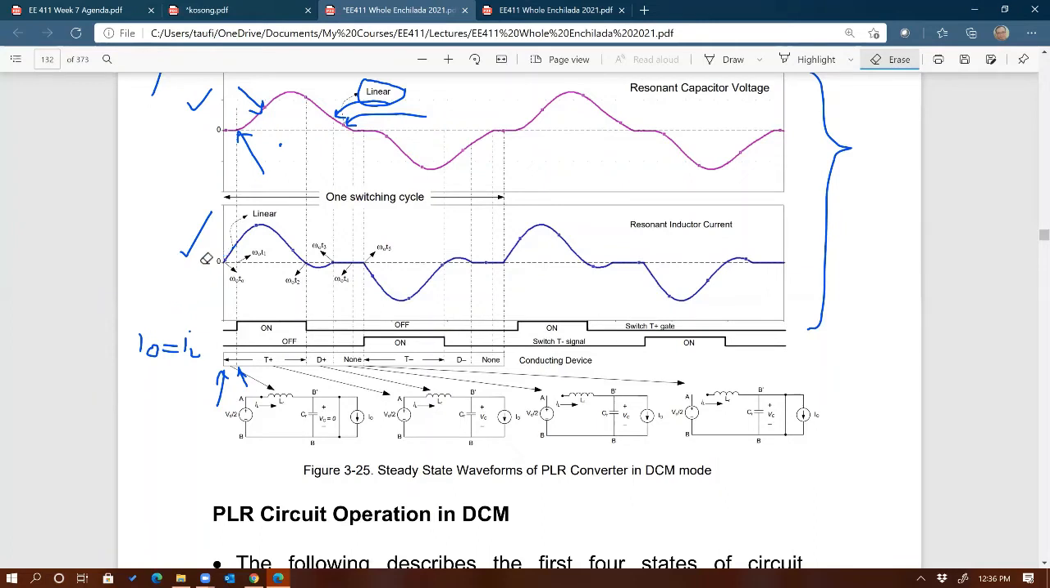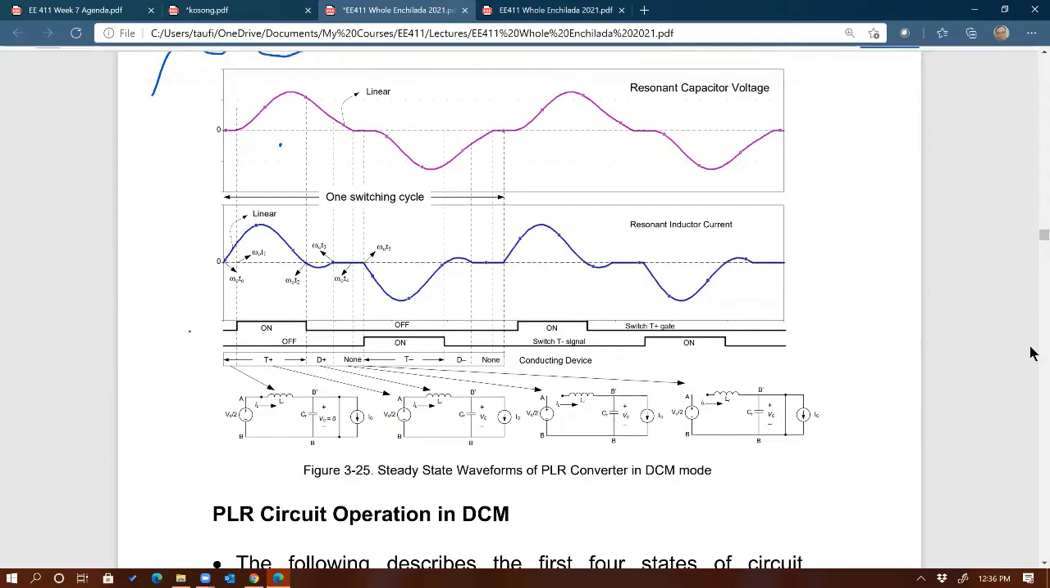Okay, if not, let me ask you the same question I asked for SLR. By looking at the timing of when the switch is turned on and turned off, and when the diode is turning on and turning off, by looking at these waveforms, especially the inductor current, can you tell me whether or not we can use a thyristor for this mode? Remember, a thyristor is a semi-controllable switch. Can we?